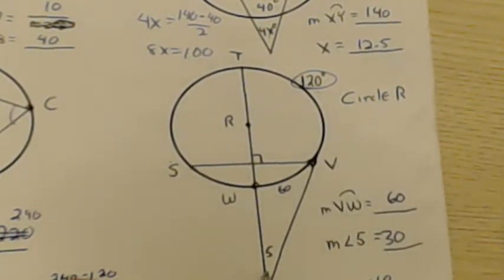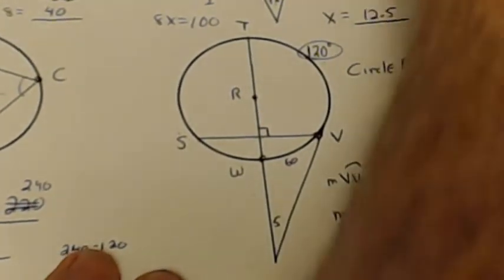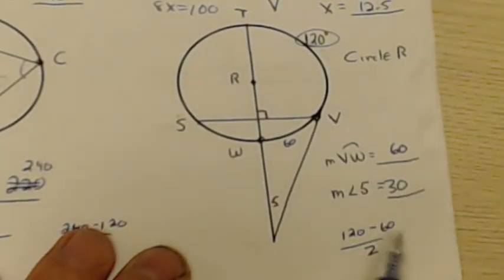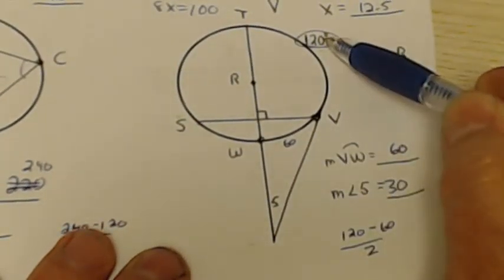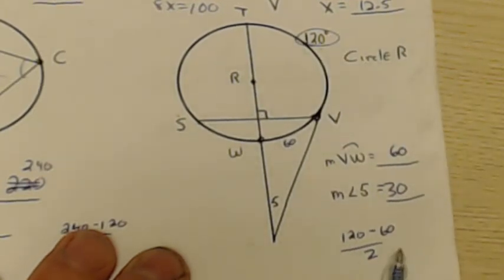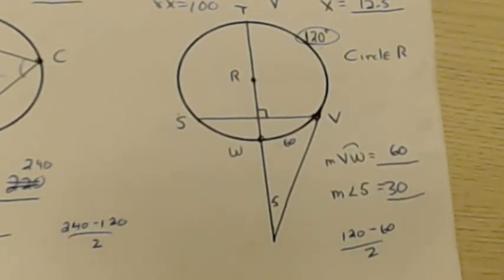And now angle 5 is an angle on the outside of the circle. Its vertex is outside the circle. We'll find the measure of angle 5 by taking the 120 minus the 60 and dividing by 2. 120 minus 60 over 2 is 30. And those are all the solutions to the problems on the requiz.